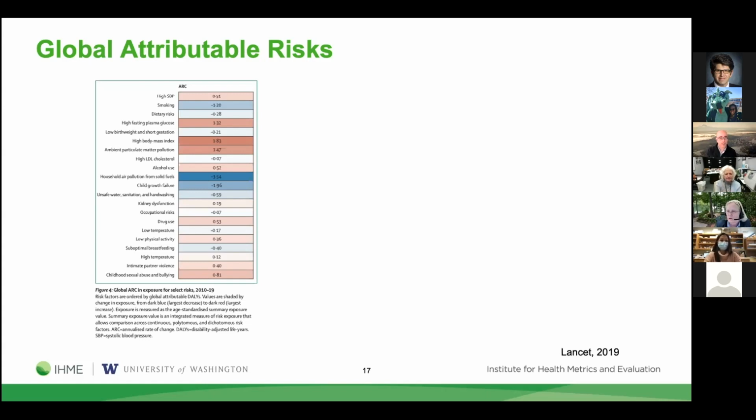We can see the decline in child growth failure, a huge risk for later health in life. And that is likely related to improvements in child and maternal health overall. But then you can see high body mass index going up dramatically, ambient particulate matter, so that's PM 2.5 or air pollution going up quite a bit. And so, this is simply observational or descriptive epidemiology.